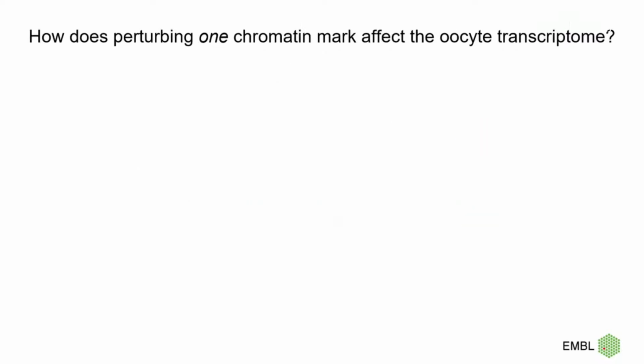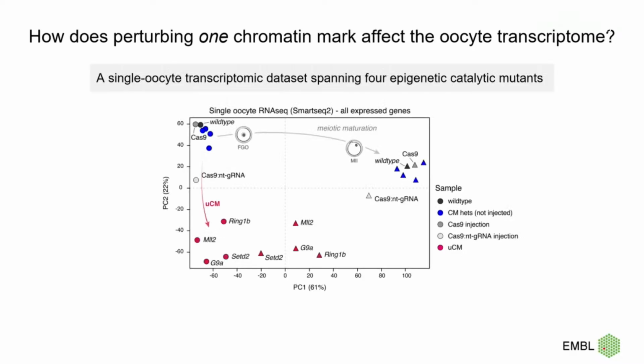one chromatin modification. And to answer that question, I actually generated a single oocyte transcriptomic dataset that spans the 4 catalytic mutants, a range of controls that I won't have time to discuss today, but I'm more than happy to talk about later, and 2 developmental stages, both FGO and M2.